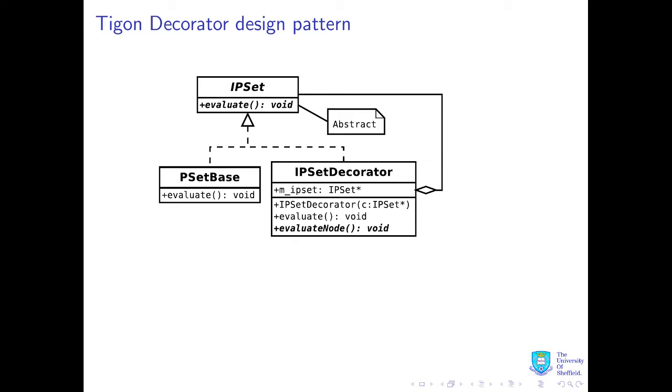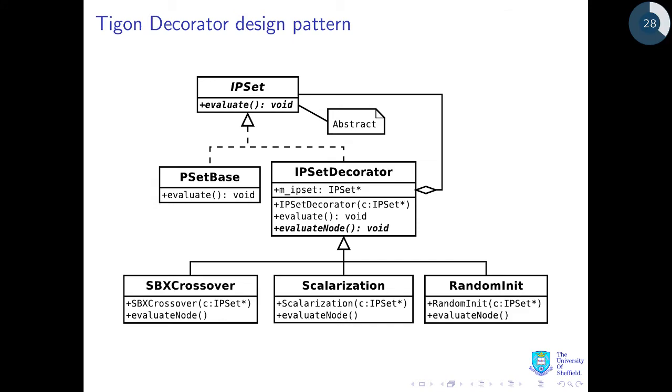And so underneath the IPSet decorator, we could have different classes. In this case, they are our operators. So here we will just show an XVX crossover, scalarization, and randomly. So these are all different operators which will represent the components of our MOEAs. Okay. So inside our evaluate, again, we have our recursion, and then we have our evaluate node.